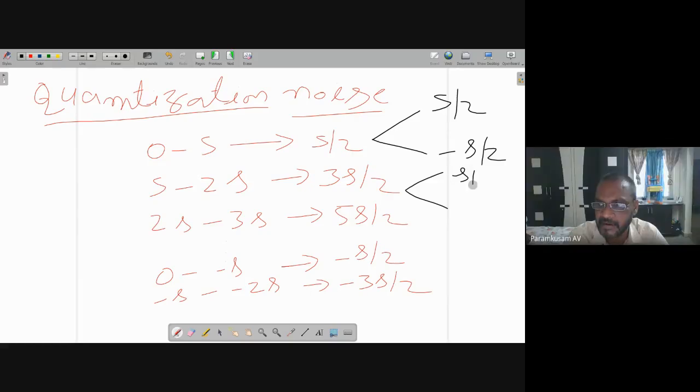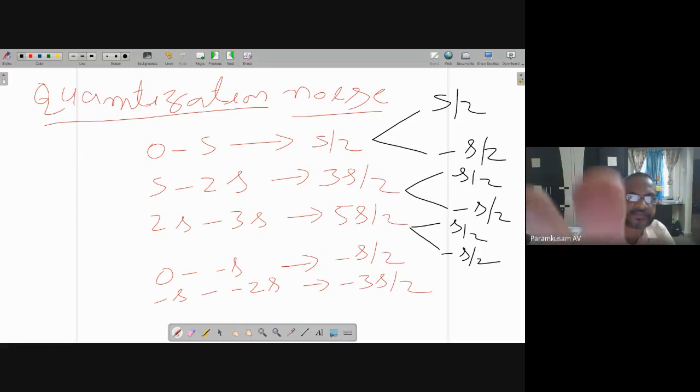So the error lies between S by 2 and minus S by 2, in all cases the same. Similarly, the input lies between 2S and 3S. All the values are approximated by 5S by 2. What is the error range? S by 2 minus S by 2. Okay? So like this.